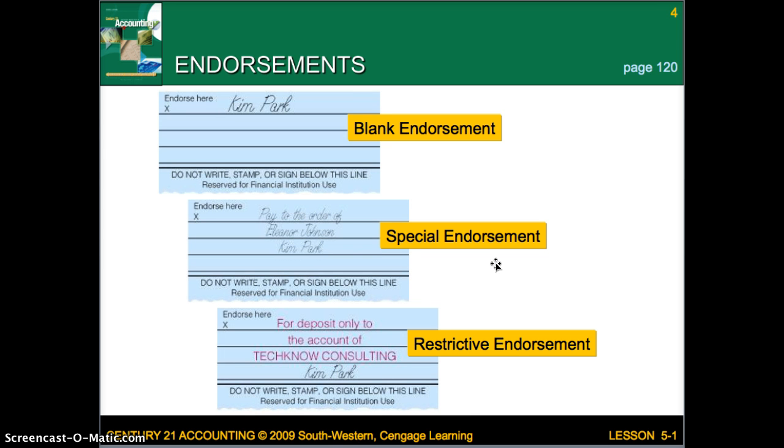Endorsements. This is a big thing that we need to talk about. This is on page 120 of your book. There are 3 different kinds of endorsement. A blank endorsement is just your signature. So anyone that has the check and the check is endorsed with this signature on there could technically go and sign and cash that check.